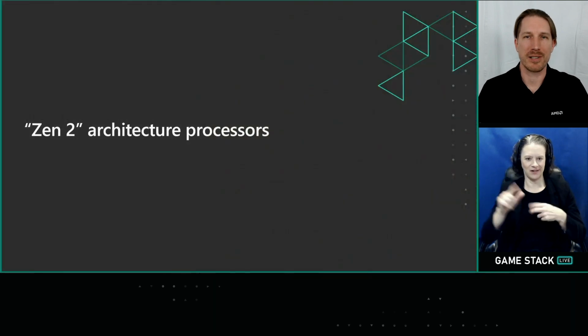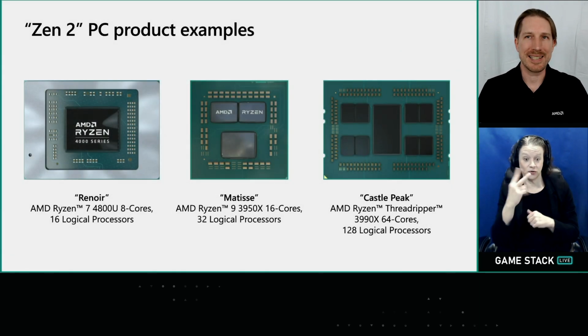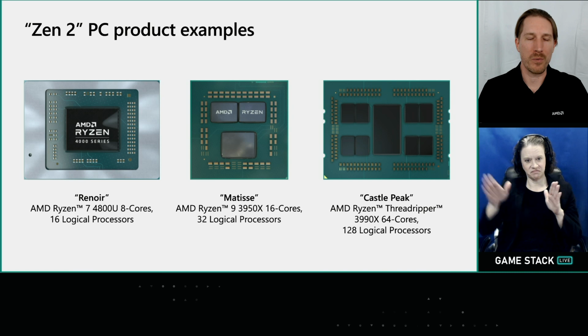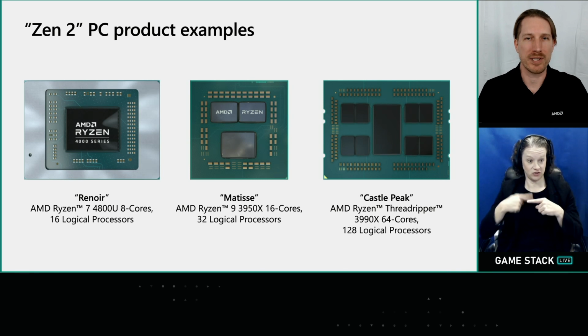Zen 2 architecture processors. Zen 2-based products exist in a wide variety of form factors. AMD Ryzen 4000 series mobile processors, codenamed Renoir, offer up to 8 powerful cores in ultra-thin laptops, typically at only 15 watts. These laptops are great for those with limited carry capacity.